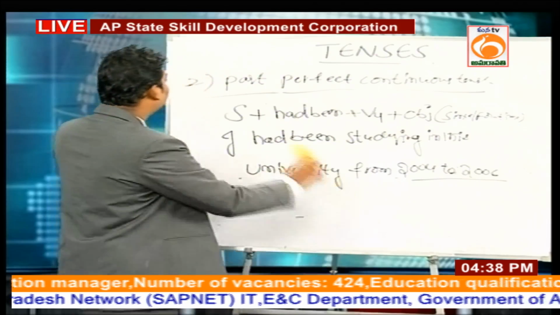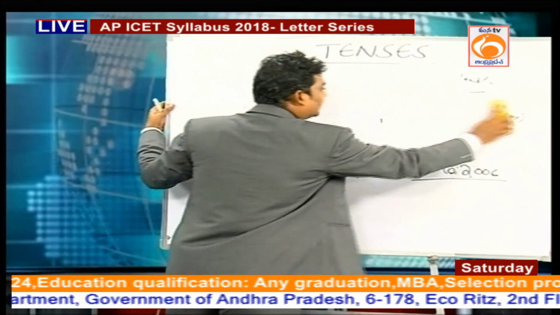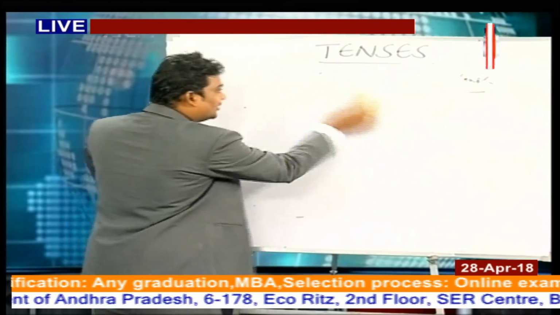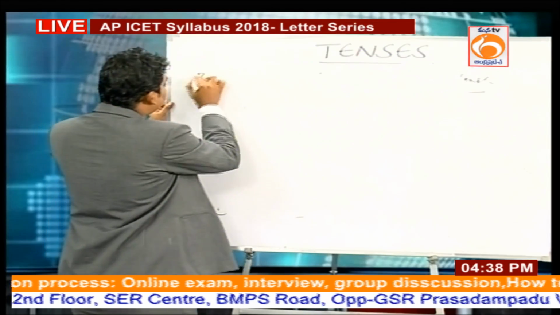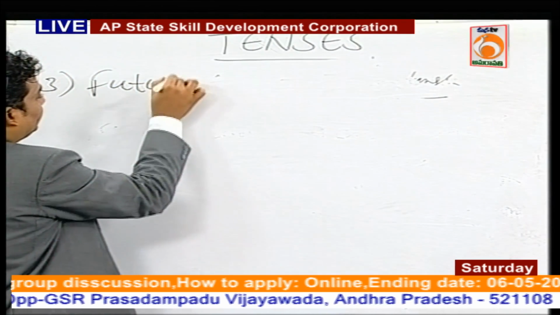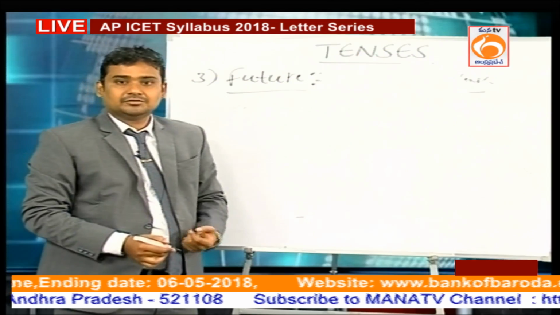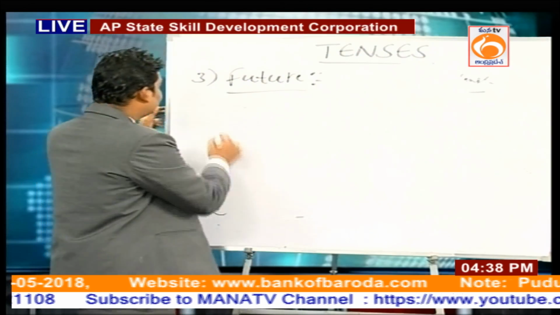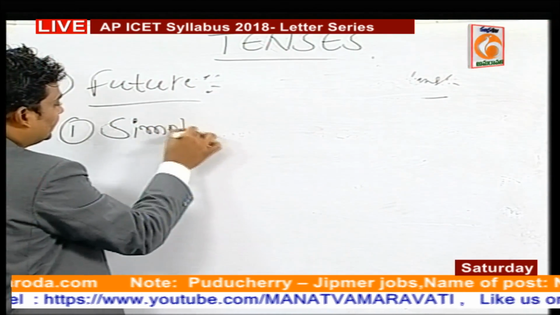Next I am moving to the next category of tense, that is future tense. You can see here carefully what future tense is. This is the third category of tense. Future tense also has four subcategories. The first one is simple future.